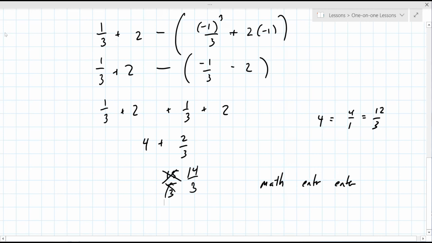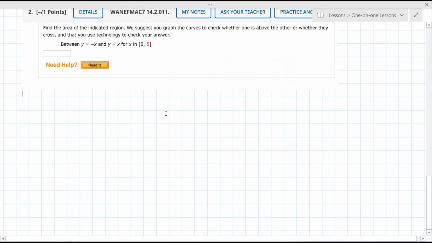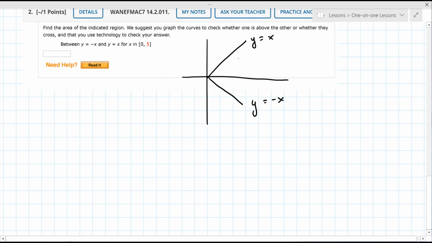All right, so now the next one is, well, let me snip it in. I'm talking about it, but you can't see it. Okay, so the graph between y equals -x and y equals x. So y equals x looks like that. Y equals -x looks like that. And we're going from 0 to 5. So from 0 to 5 there. So we're trying to find that area.